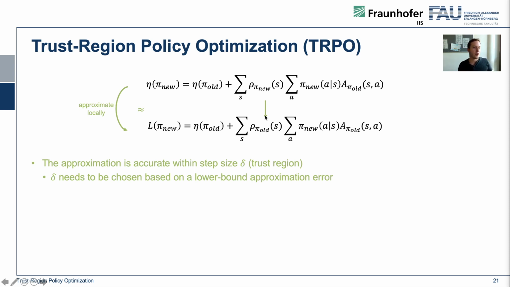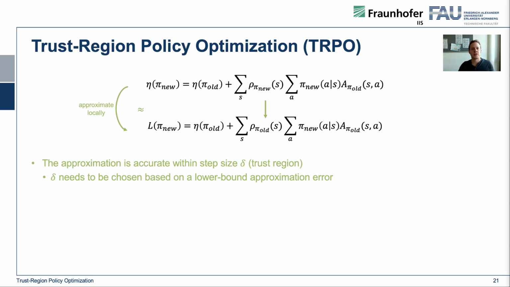However, this is not a correct estimate. But as we saw in the idea of trust region methods in the beginning, within a certain trust region, so if our policy doesn't change too much, we can say that the discounted visitation frequencies of the old and the new policy are locally very well approximated.